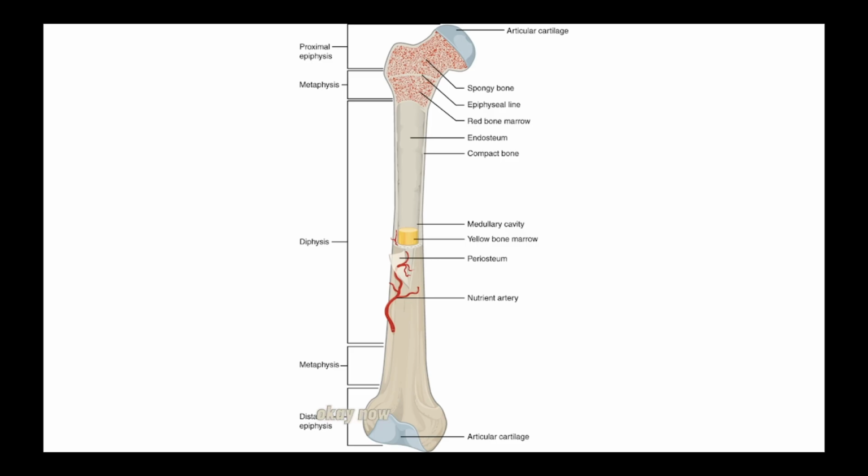Now to the picture shown. Structures of a typical long bone. We have the proximal epiphysis at the top. This is the articular cartilage. This is the spongy bone. The articular cartilage is a layer of hyaline cartilage that makes up the border of the synovial joint.